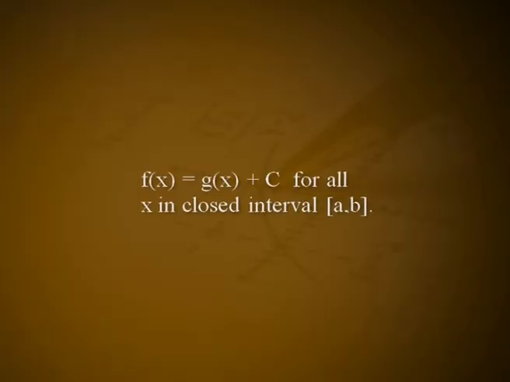So, by the previous theorem, h is a constant function. Thus, there exists a constant c such that f(x) - g(x) = c. Therefore, f(x) = g(x) + c for all x in the closed interval [a,b]. This proves the corollary.